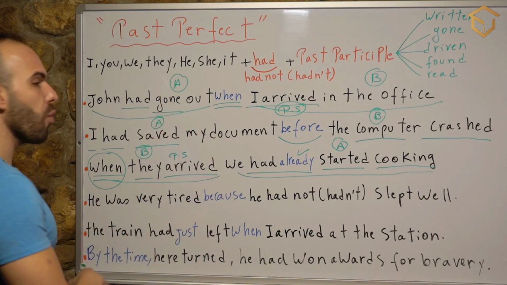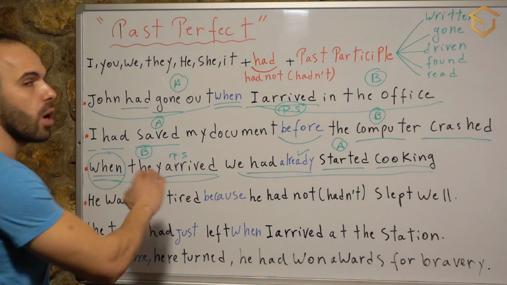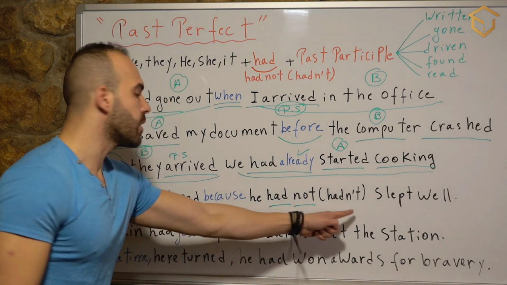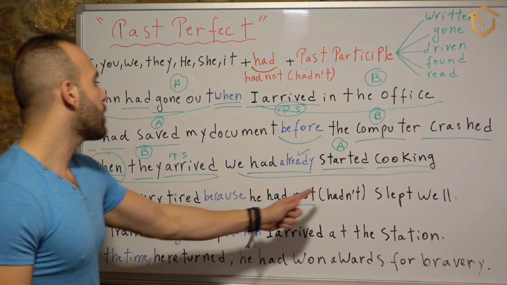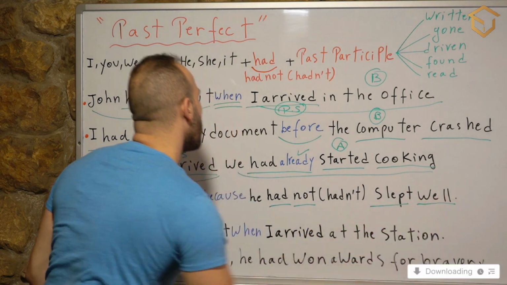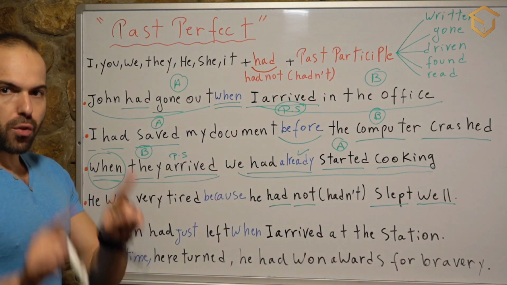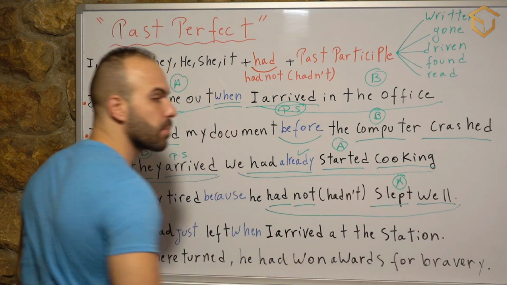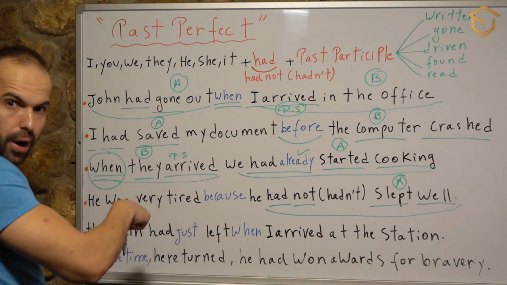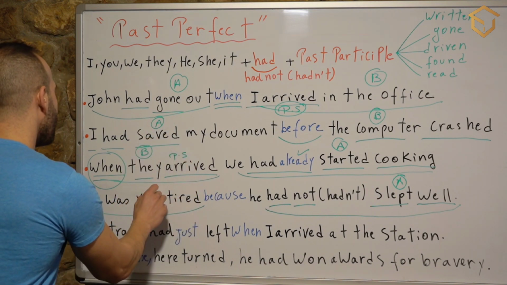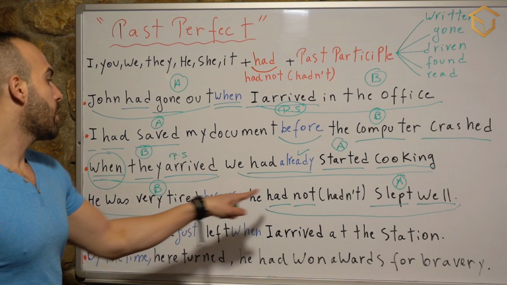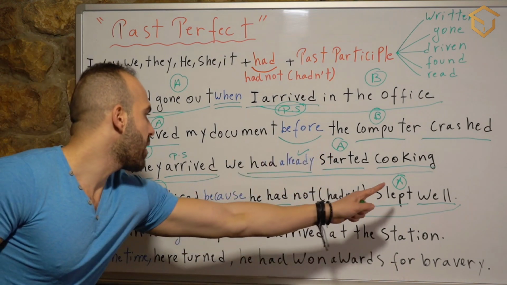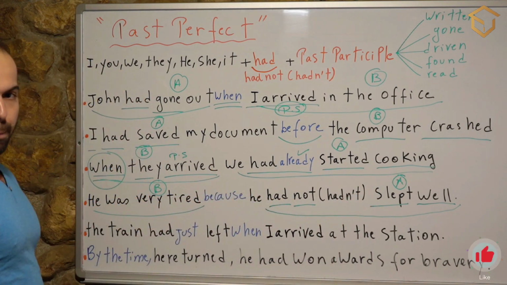Jumping now to the fourth sentence. He was very tired because he had not, or he hadn't, that's a short form, he had not slept well. He had not slept well. So the first event is he didn't sleep very well, or he hadn't slept very well, and that's why he became tired. So that's why he's tired, because he didn't sleep well, or actually he hadn't slept well. So that's the first event in the past perfect, and that's the second in the past simple.